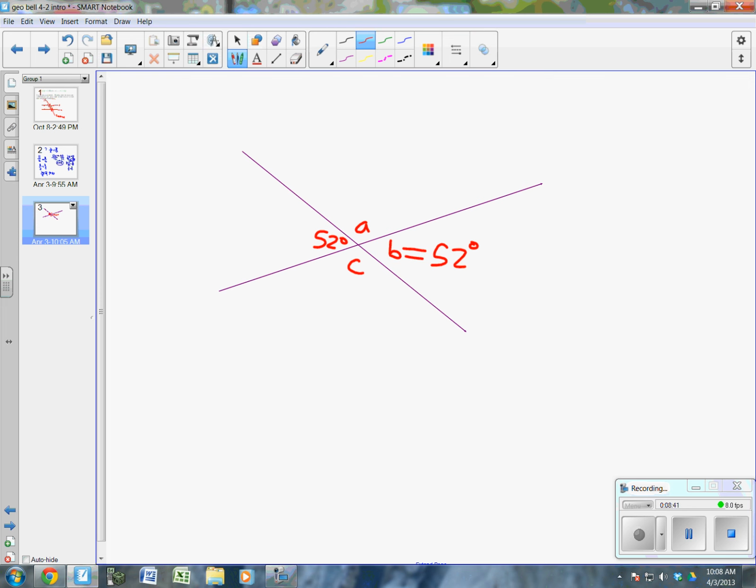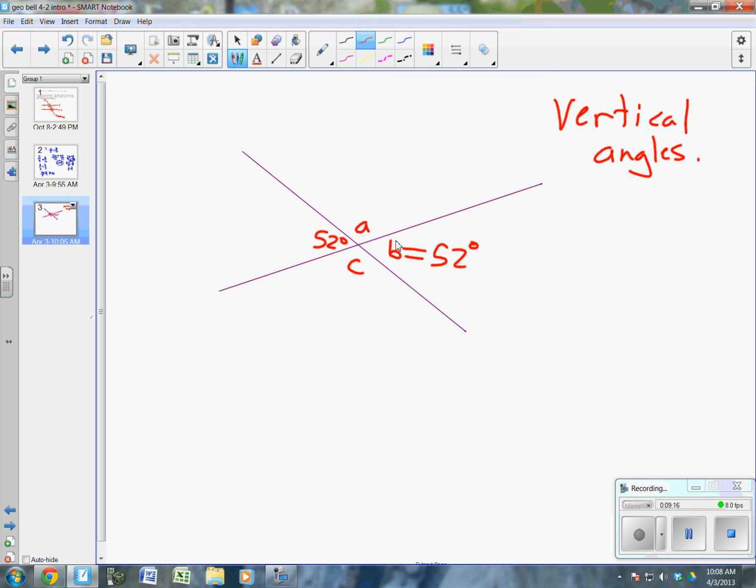Now I want to talk about these. Don't write this down yet because I'm going to give you a worksheet. You're going to write it down on there in just a second, okay? When you guys have 2 lines cross, the angles opposite of each other are called vertical angles, okay? Vertical angles. That's what they're called. Got it? And they are congruent. Vertical angles are congruent.